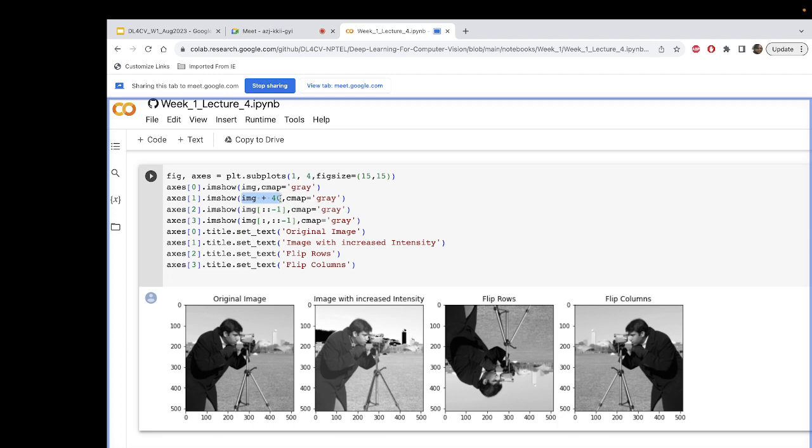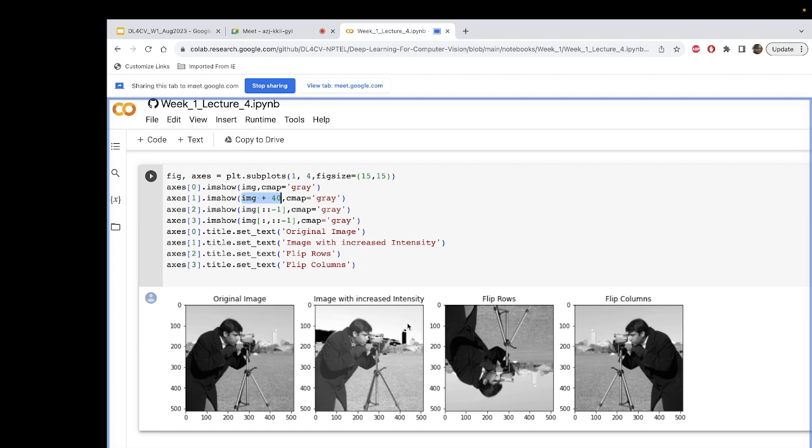So if you are adding 40 to pixels at every location in the image, then what happens is it just becomes a brighter version of what you have, because your intensities have all increased by 40, right? So be assured that for some pixels that were 255 here, they become 295.